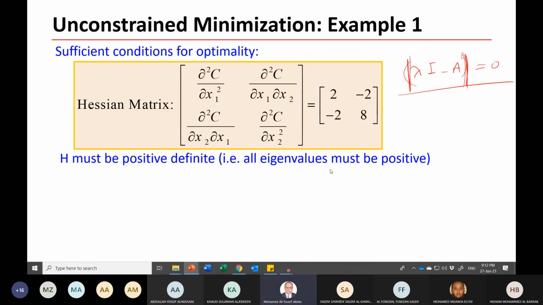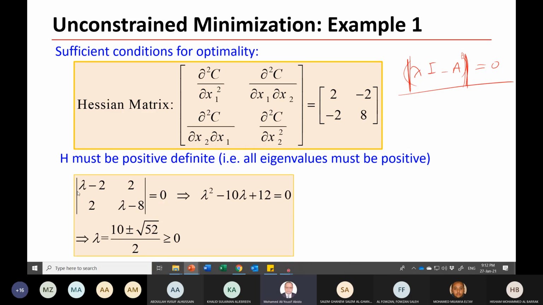So H must be positive definite, must be positive, and so on. And you can have determinant of lambda I minus A equal to 0. You end up with this equation, lambda square minus 10 lambda plus 12 equal to 0. Can we solve this second order equation? Lambda equals minus b plus or minus square root of b square minus 4ac over 2a. So you can easily find lambda.